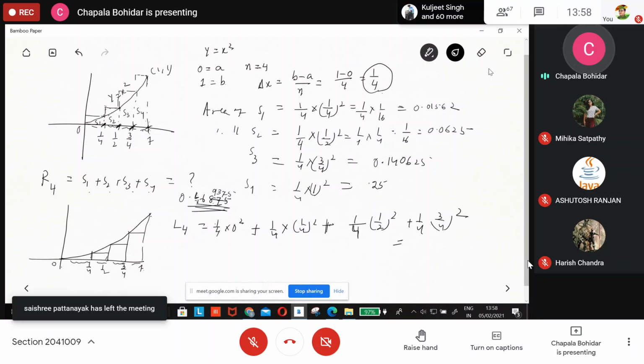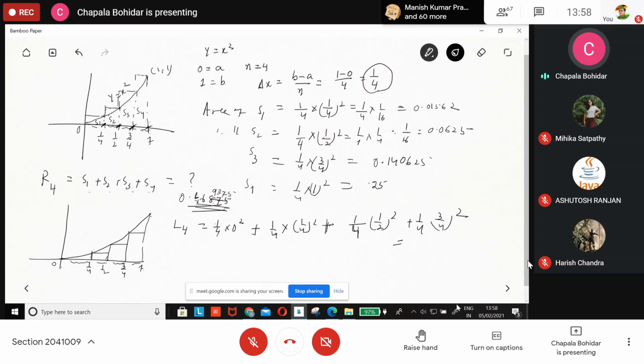So the area lies here. Since the time is less, I am telling you the answer that is present in your book: 0.21875. So the area of the curve lies between 0.21875 and 0.46875, that is, 0.21875 is less than A is less than 0.46875. You check this one yourself. Here you get the area like this.